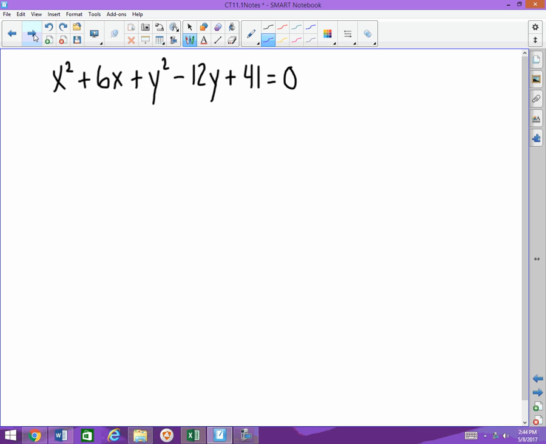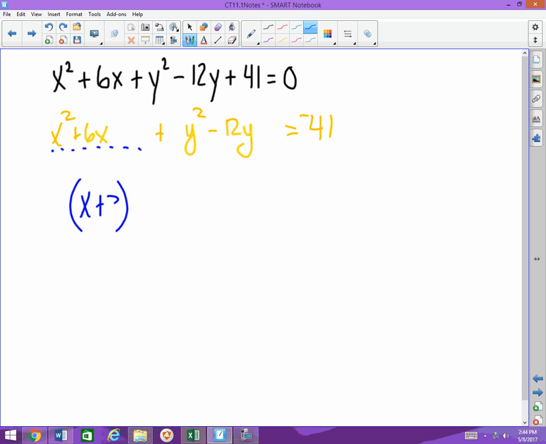Now then, when you have something like this, trying to get it into the right form is the same thing, except this one's a circle. So we have x squared plus 6x plus y squared minus 12y equals negative 41. To complete the square of this would be half of 6, which is 3, and half of a negative 12, which is a negative 6.